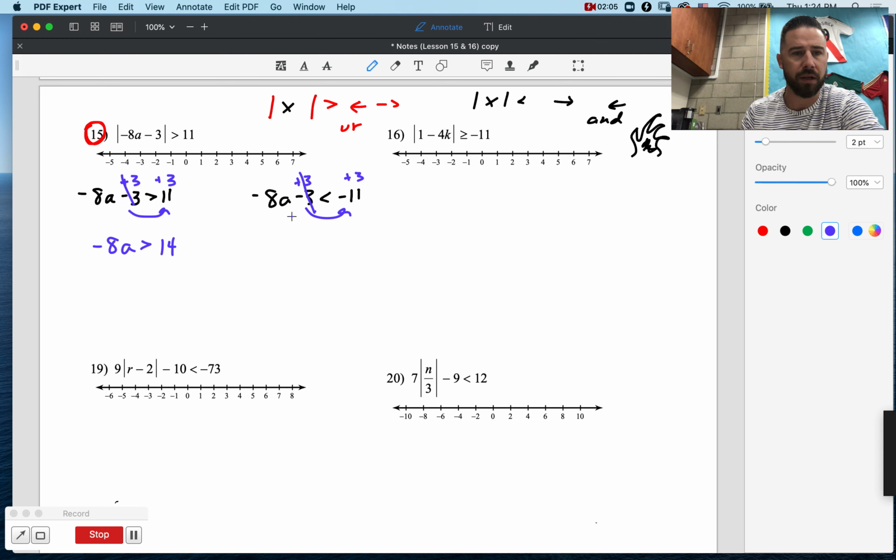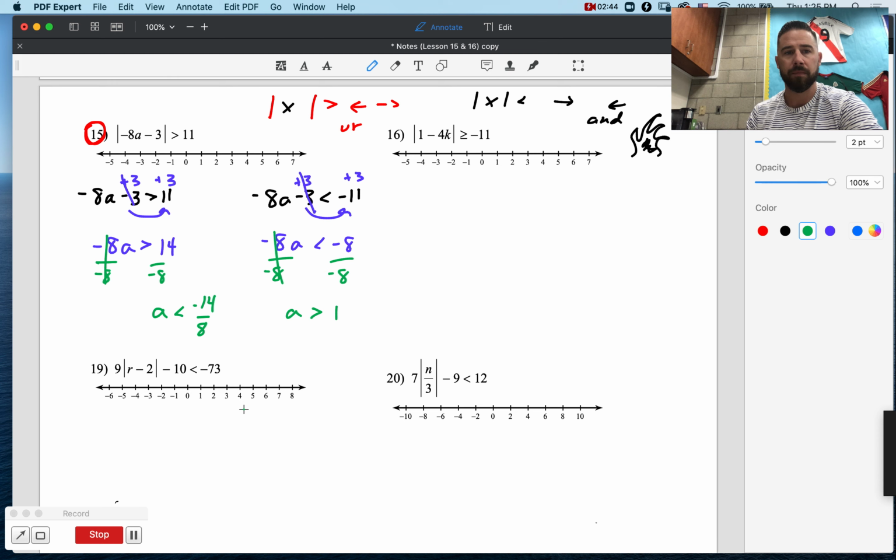Okay, looks like we're going to have a fraction or a decimal. That's going to be a little tricky. Okay, and here we've got negative 8a is less than, I think, negative 8. Okay, time to divide. We're dividing by a negative, so we've got to flip the sign. And what happens here is we flip the sign, negative 14 over 8. And then we flip the sign, positive 1.